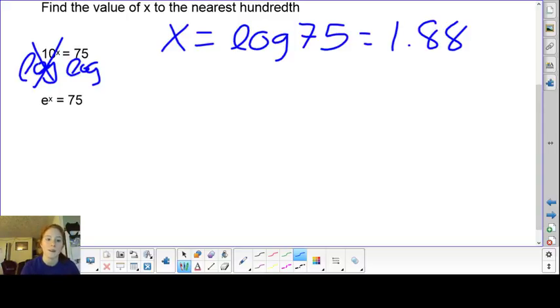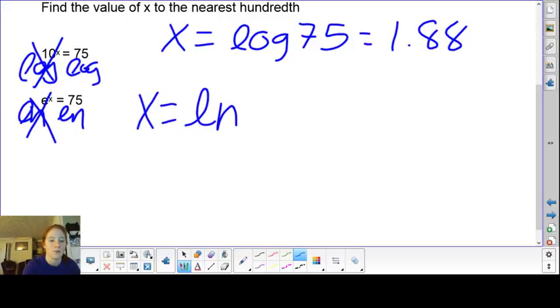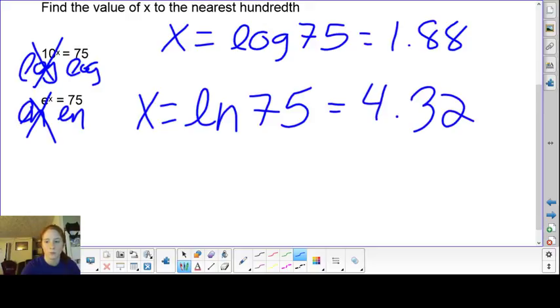Oppositely, when I see the e, to undo e, I'm going to take the natural log of both sides. The natural log and the e cancel out, so I'm left with x is equal to the natural log of 75. And that is going to give me 4.32.